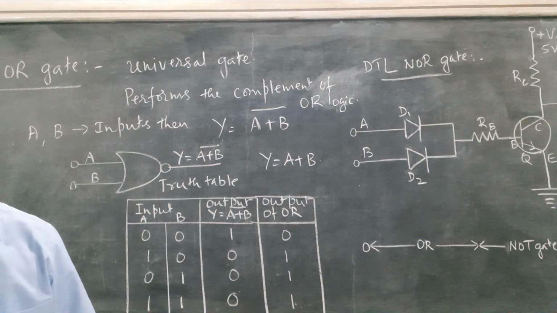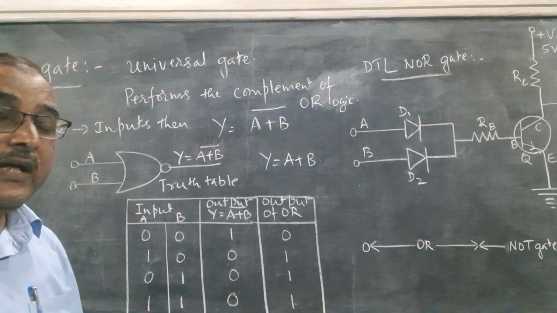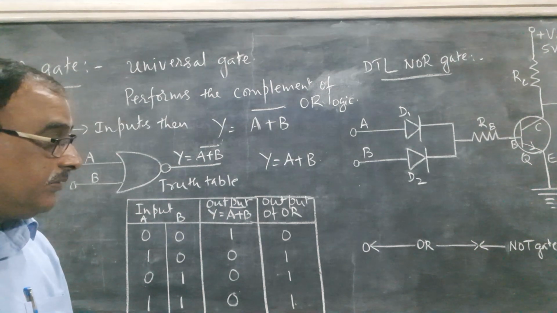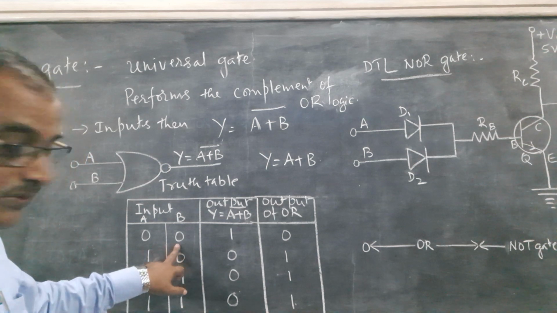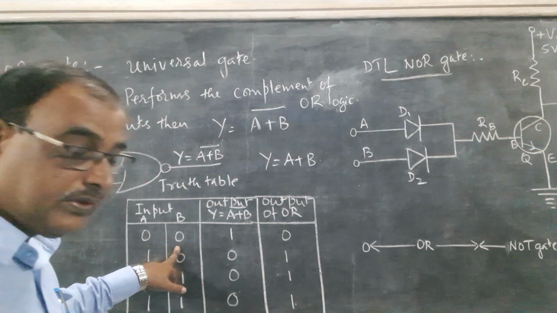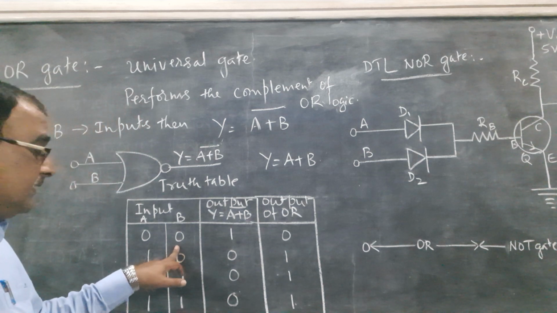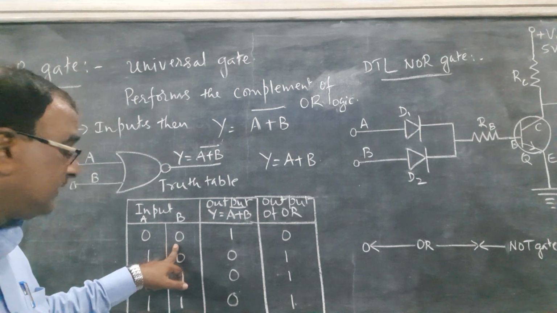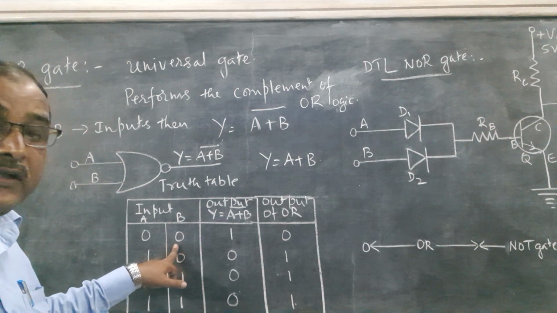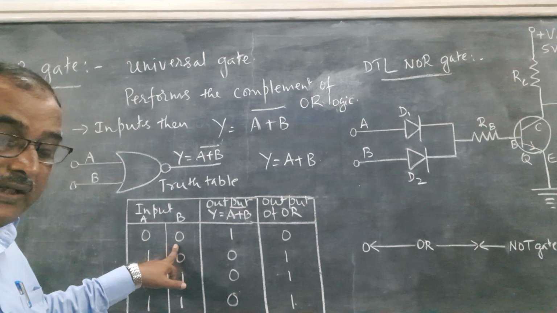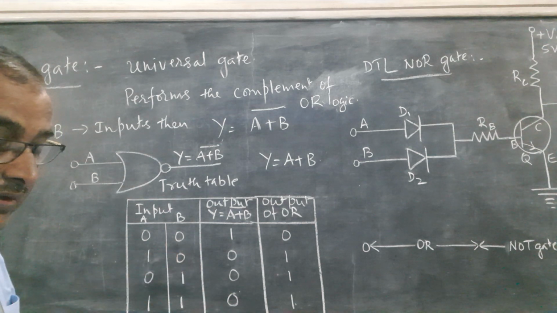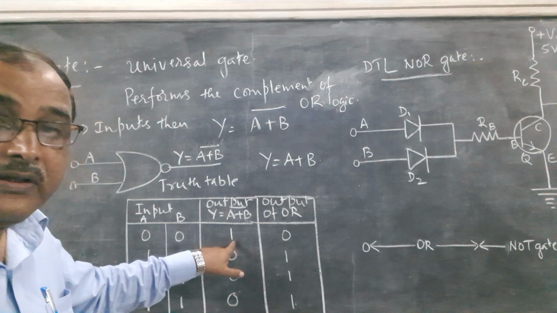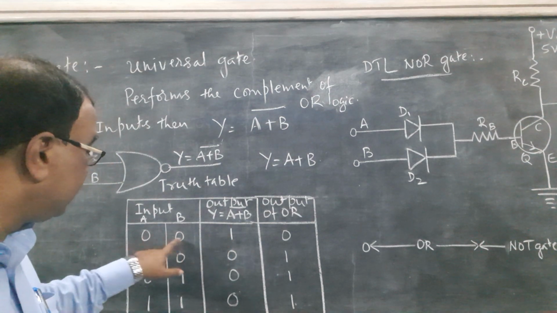Now what is the working? I will send the notes to you. It is very simple. When A is equal to 0 and B is equal to 0, what will be the output? The diodes are reverse biased, therefore no current flows into the base of the transistor. Therefore the transistor goes to the cutoff region and acts like an open switch. Therefore the output gives 1. This is the first case, when both inputs are 0, 0.